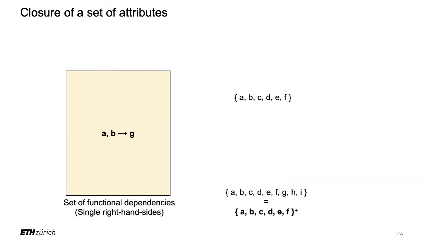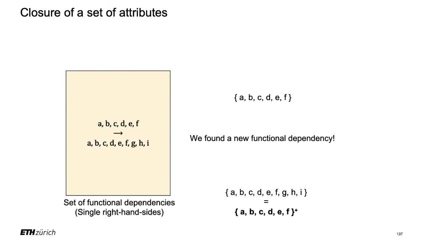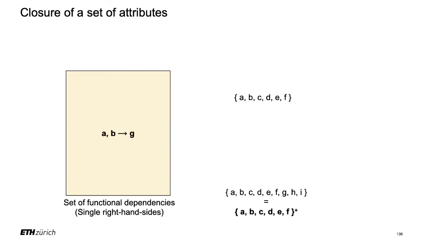Okay, so let's assume we manage to add H and I on some different example here. Then we note with a plus that this is the closure of A, B, C, D, E, F. This little plus is just a notation for that. That could happen, for example, if we found a new functional dependency. Here I was mean, I didn't split it with single right-hand sides, but I'll come back to that later. So I had the information that if I know A, B, C, D, E, F, then I know G, H, E.